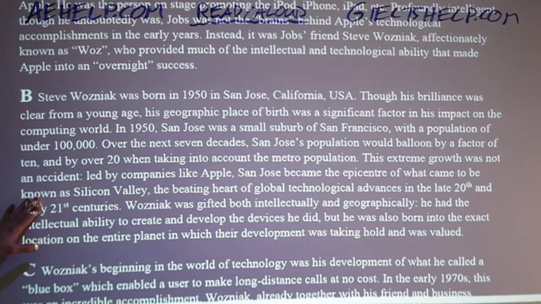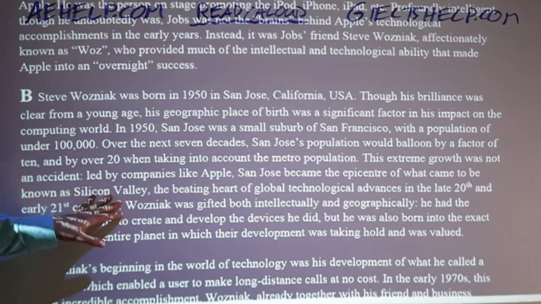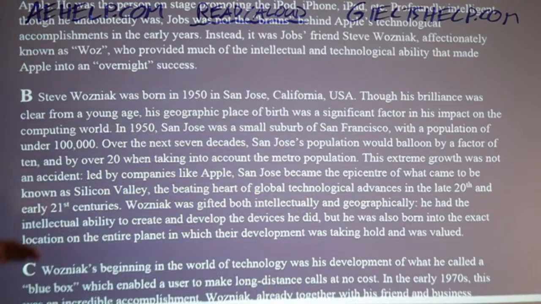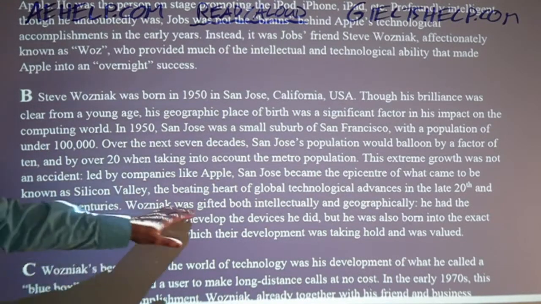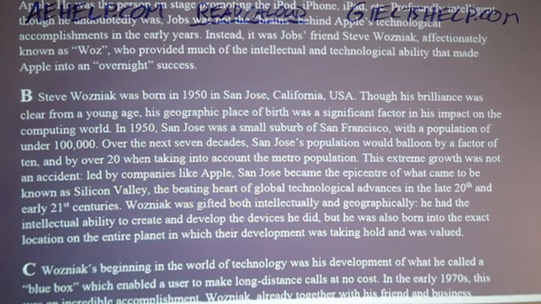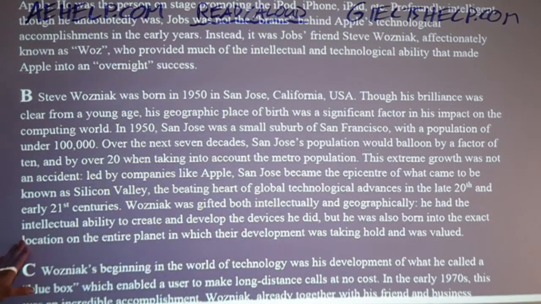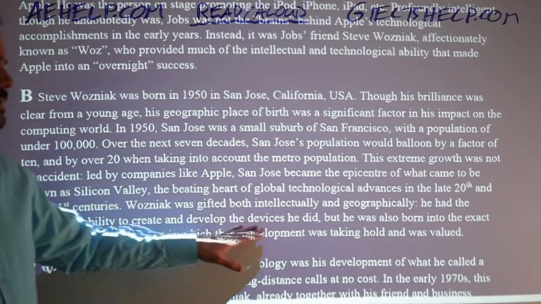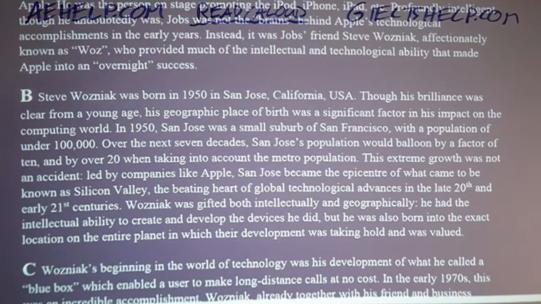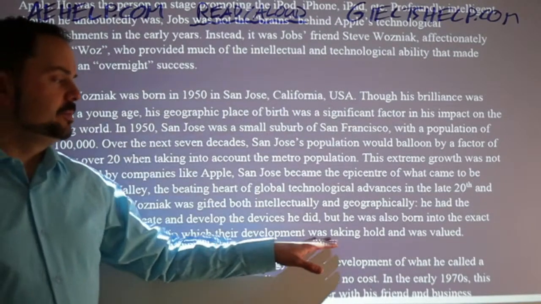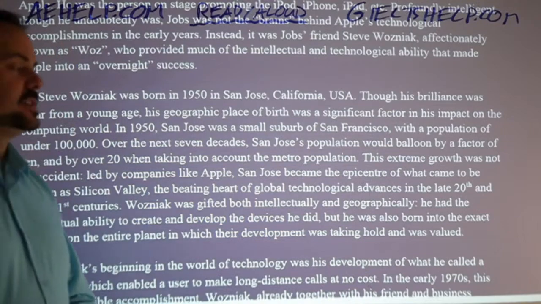This extreme growth was not an accident. Led by companies like Apple, San Jose became the epicenter of what came to be known as Silicon Valley, the beating heart of global technological advances in the late 20th and early 21st centuries. Wozniak was gifted both intellectually and geographically. He had the intellectual ability to create and develop the devices he did, but he was also born into the exact location on the entire planet in which their development was taking hold and was valued.